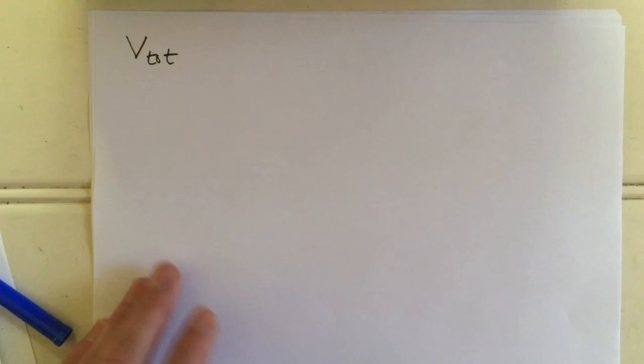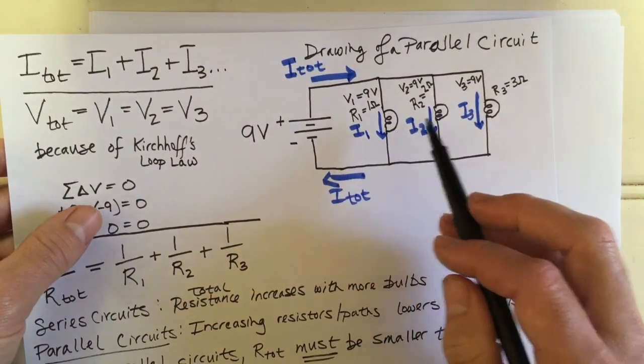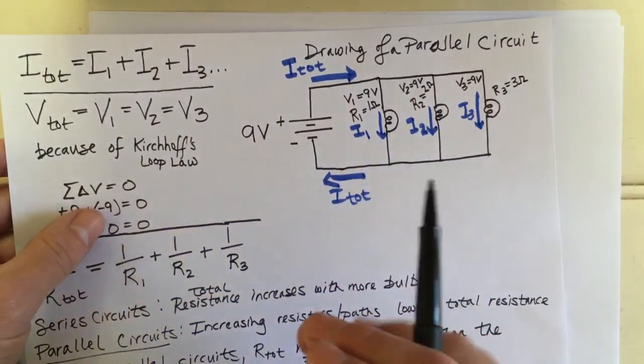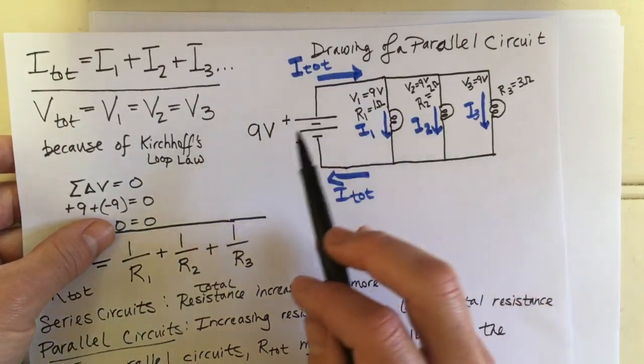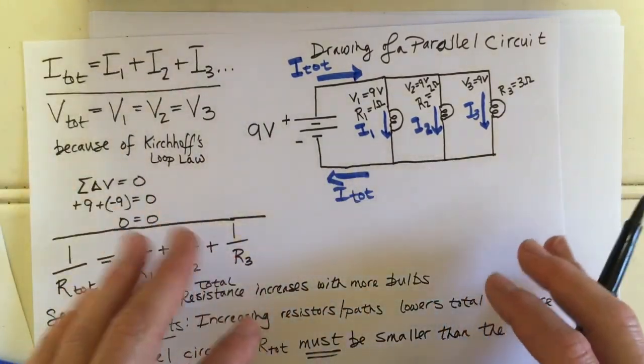Remember, it's not a magic battery. It's just obeying Kirchhoff's loop law. So even though it looks like 9 volts plus 9 volts plus 9 volts, no, that doesn't work that way. It is just a 9-volt battery, even though each bulb pulls on the 9-volt battery and draws on it.